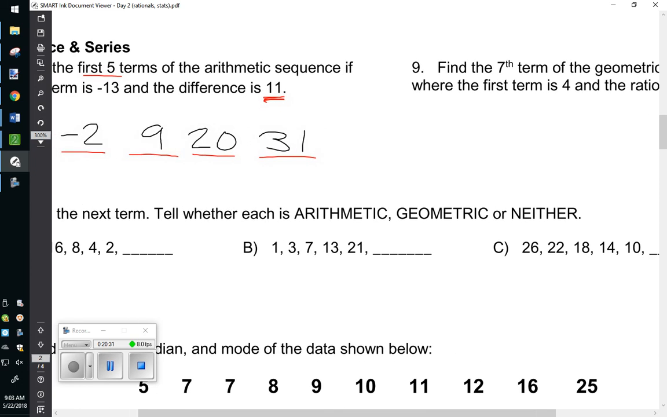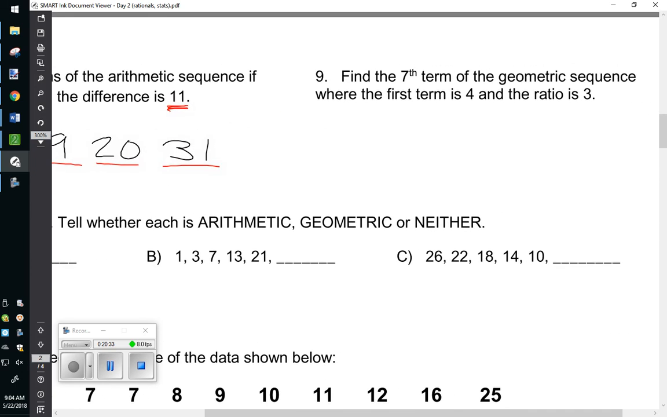The next one asks us to find the seventh term of the geometric sequence. 1, 2, 3, 4, 5, 6, 7. The first term is 4. The ratio is 3. So if we're talking ratio, what does ratio mean for us here? Multiplying. We are multiplying by 3. So you could use a fancy formula here. I think at this point, it's just easier to do it 7 times. 7's not that big of a number.